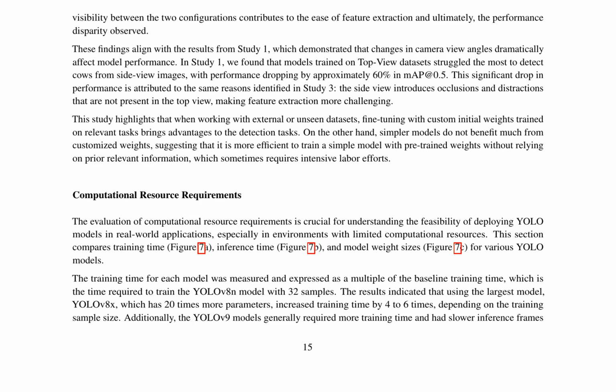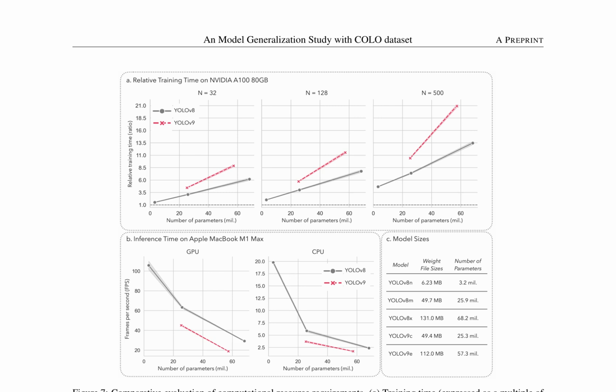In conclusion, this research emphasizes the need for careful consideration of model complexity, initial weights, and computational resource requirements when applying YOLO models to various datasets. By understanding these factors, researchers and practitioners can optimize their object detection tasks and improve overall performance. This study assesses the generalization capabilities of YOLO models using the COLO dataset, focusing on computational resource requirements. It compares YOLOv8 and YOLOv9 models in terms of training time, inference frequency, and model weight sizes.